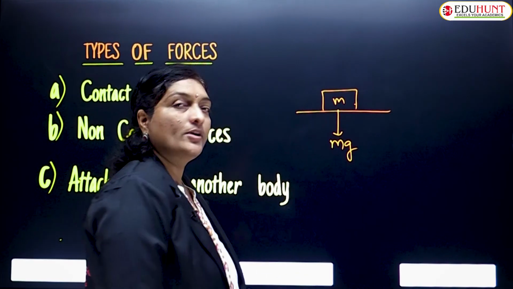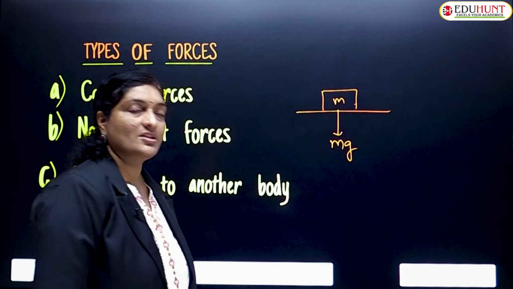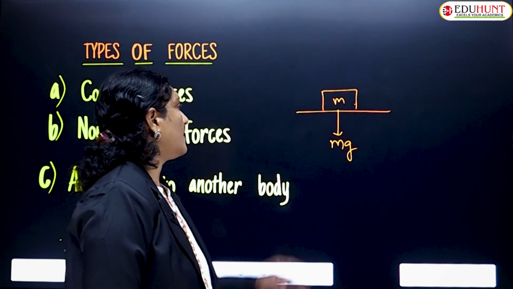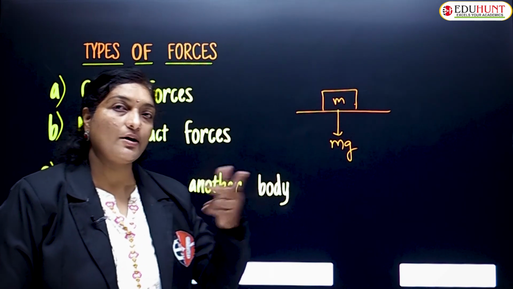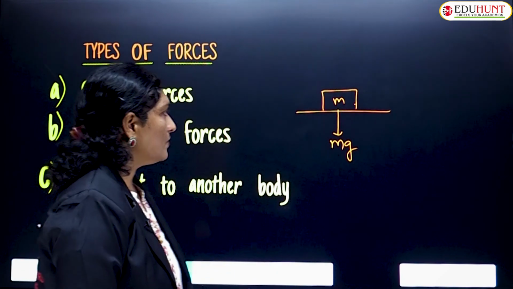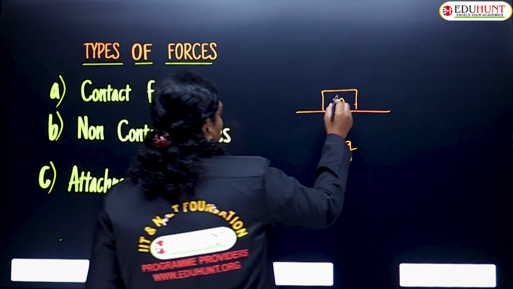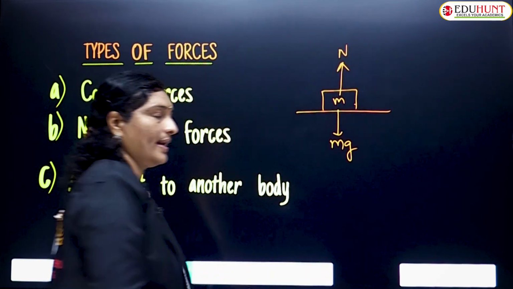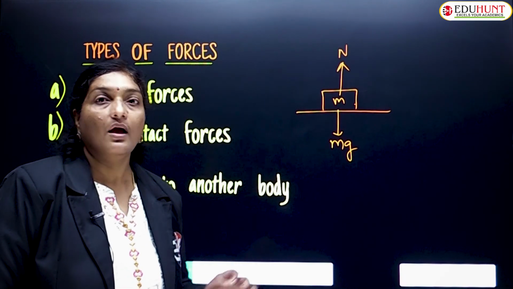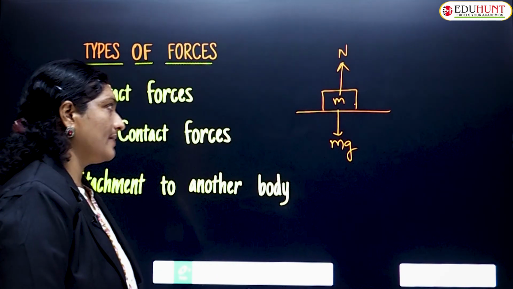According to Newton's third law, for every action there is an equal and opposite reaction. If the weight is acting downwards, there must be an equal and opposite reaction force balancing that weight, and that force is called the normal reaction, mostly indicated with N.